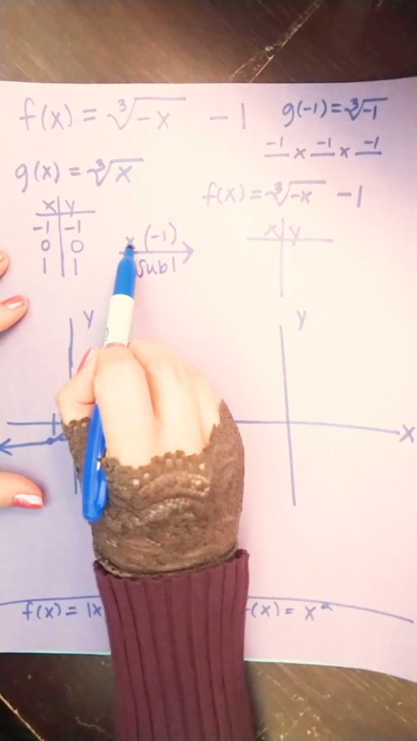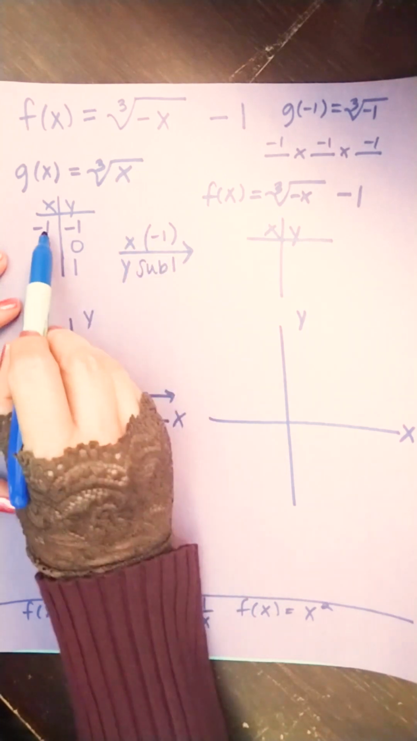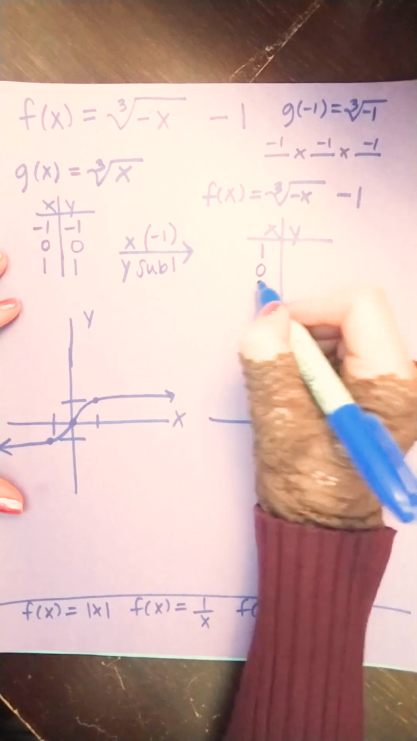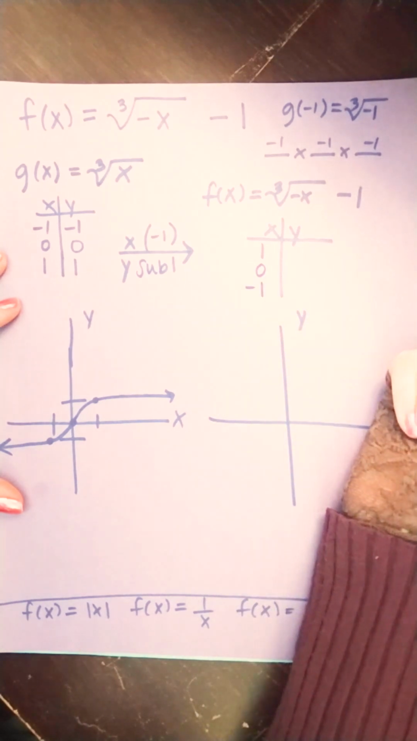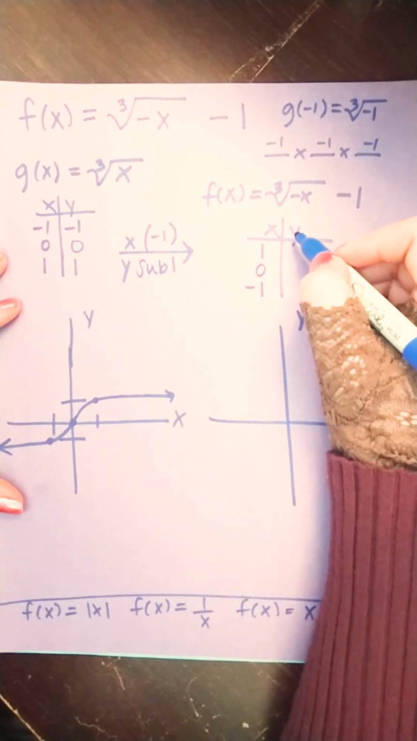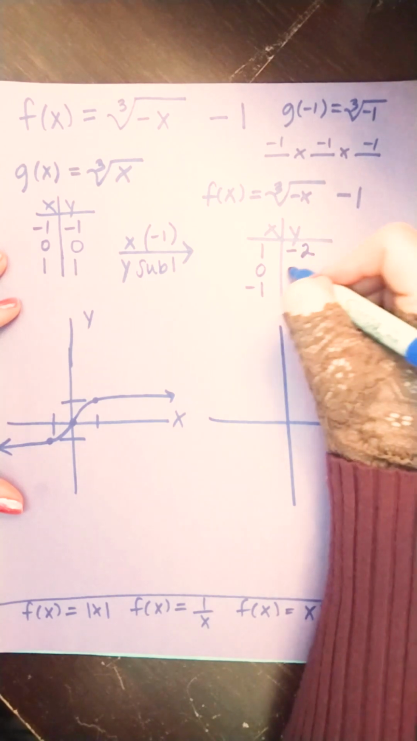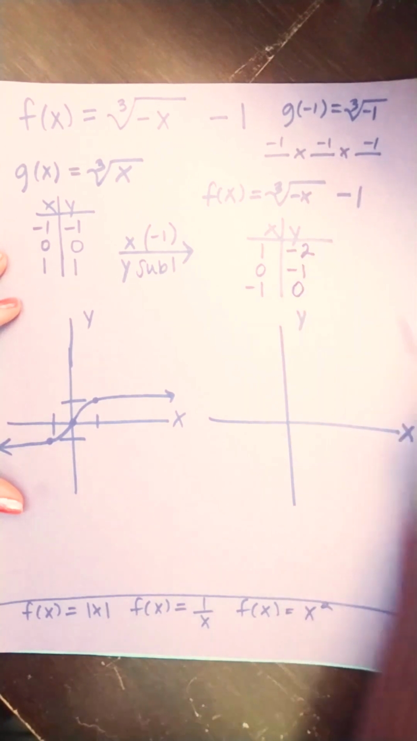So to all the x values, we're going to multiply them by negative 1. So negative 1 times negative 1 is 1. 0 times negative 1 is 0. 1 times negative 1 is negative 1. And then to all the y values, we're going to subtract 1. Negative 1 minus 1 is negative 2. 0 minus 1 is negative 1. And 1 minus 1 is 0.